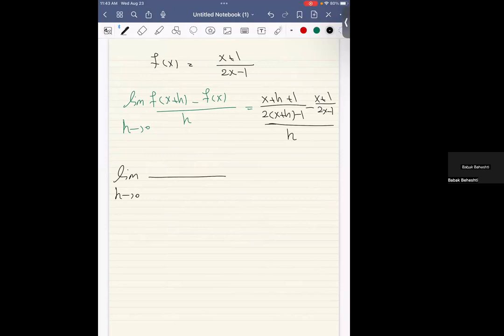If you take a common denominator as 2 times x plus h minus 1 times 2x minus 1, then you also have h at the bottom. So on the top, you get x plus h plus 1 times 2x minus 1 minus x plus 1 times 2 times x plus h minus 1.